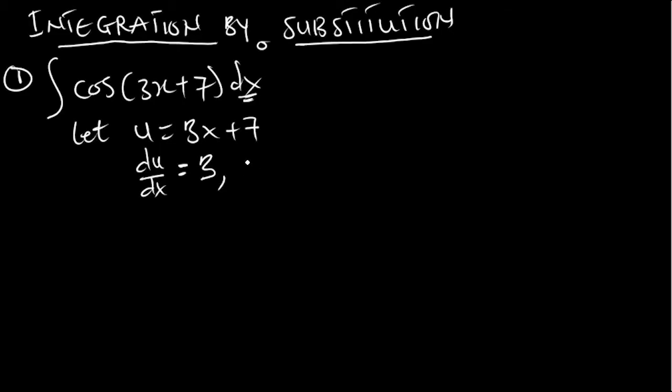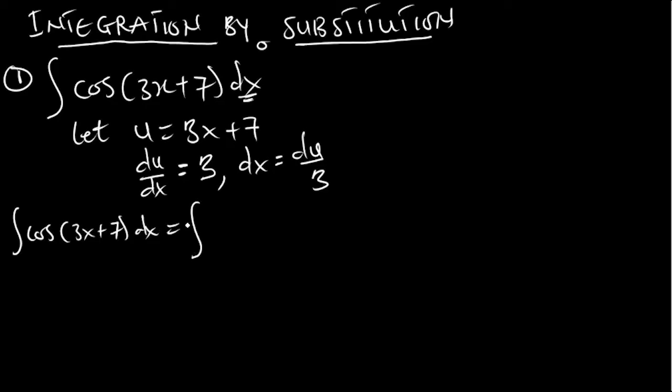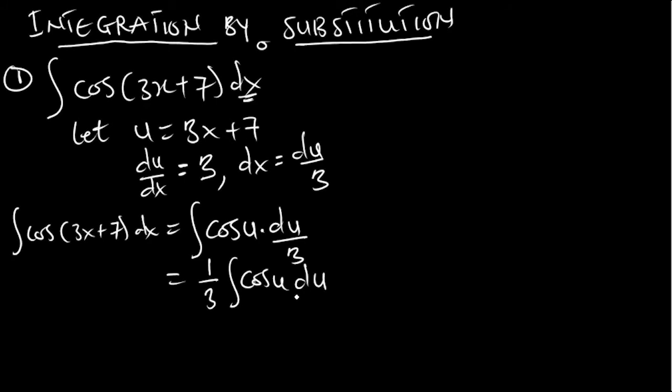Therefore, I will say my dx is now equal to du on 3. Meaning the integral of cos(3x + 7) dx is now equal to the integral of cos u, where the whole thing is now u, and this dx is now du on 3. Are we okay? So the 1 on 3 is a constant, so we can bring it outside the integral sign and get our cos u du in this.